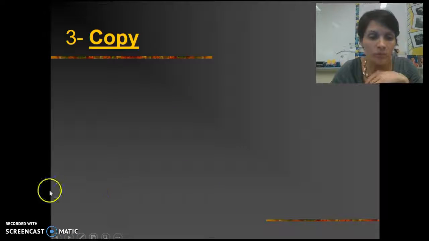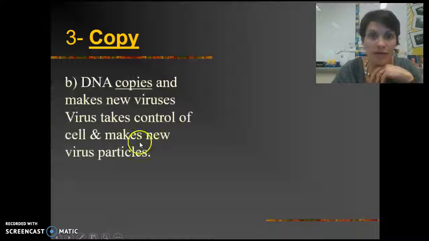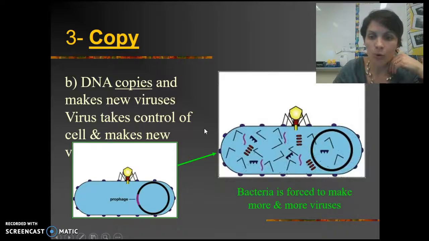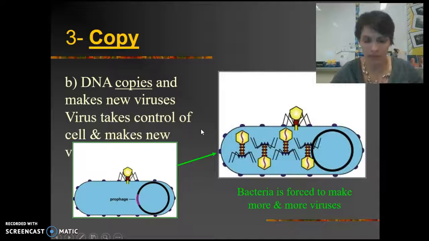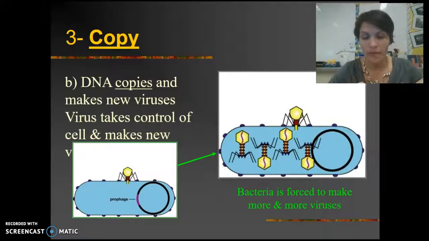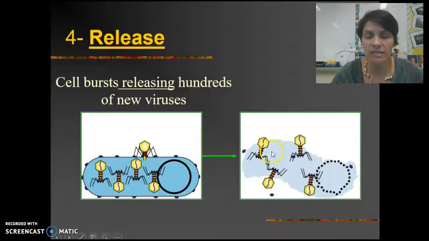So here's the bacteria DNA. This is the cell's DNA. And here is the virus DNA. Okay, it interferes with that, and it says, make more copies of me. So right now, this cell is making more and more copies of the virus, okay? So on your fill-in, step 3 is copy. So the DNA copies and makes new viruses, okay? DNA copies. So again, it makes more viruses until finally they release, bursting out, releasing hundreds of new viruses, okay?